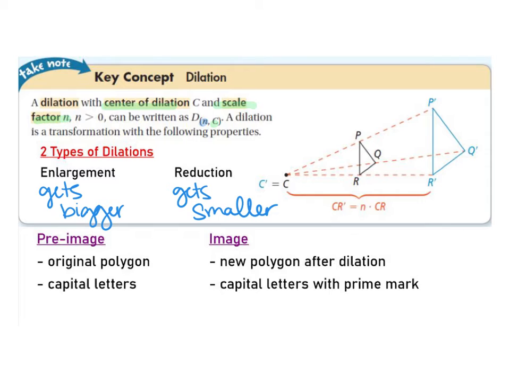Just like with translations, rotations, and reflections, we have a pre-image and an image. Same concept. The pre-image is the original. We have used capital letters. The image is the new polygon after the dilation, and we see those prime marks that you can see on these letters here. So again, we're going pre-image to image, and in most of these pictures, the pre-image you're going to see as black, and the image you're going to see as blue. So you're always going from black to blue.